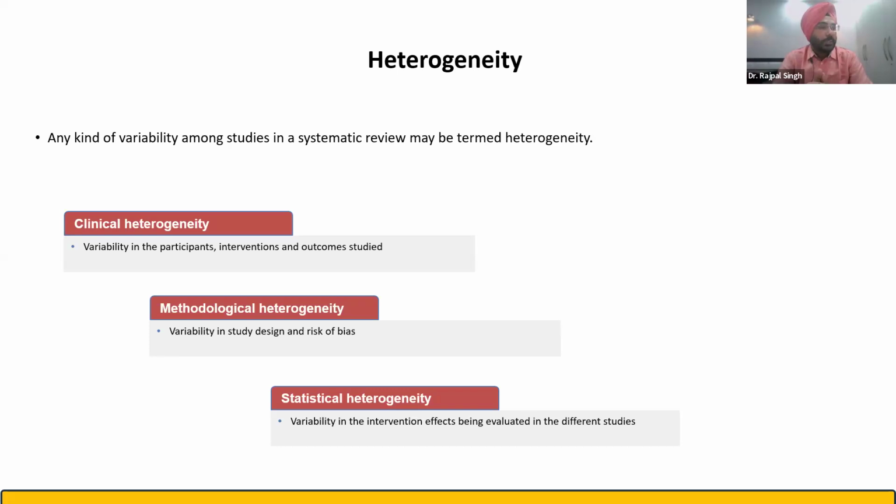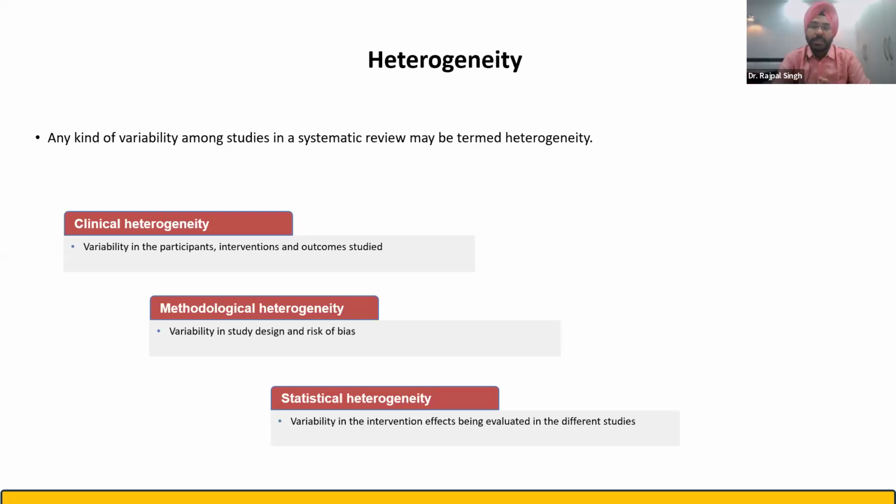Basically, it is the variability in a study design and risk of bias. Variability in study designs means that, ideally, an observational study should not be compared with an RCT, that is the randomized clinical trial, in a network meta-analysis. Why? Because the study design is very different for them.